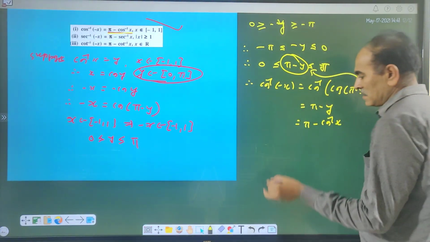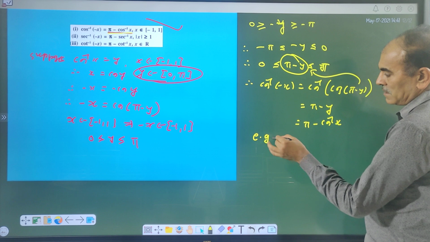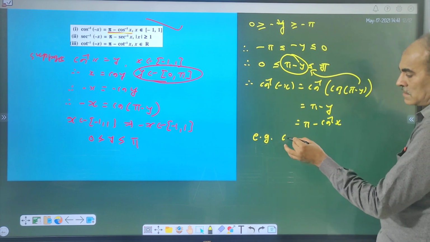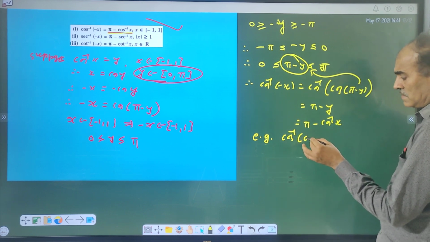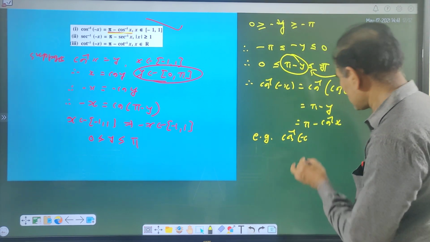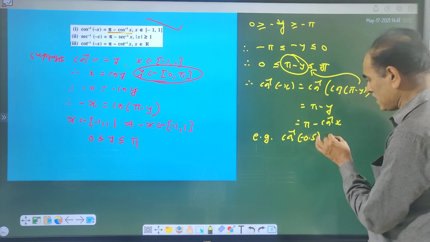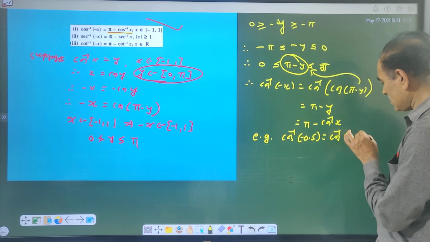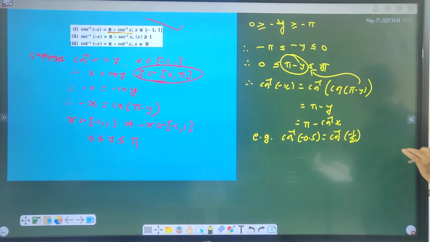Suppose we wish to find, for example, cos inverse of minus 0.5. So cos inverse of minus half. What do we have to write here? Cos inverse of cos of pi minus pi by 3, that is 2 pi by 3. Yes or no?